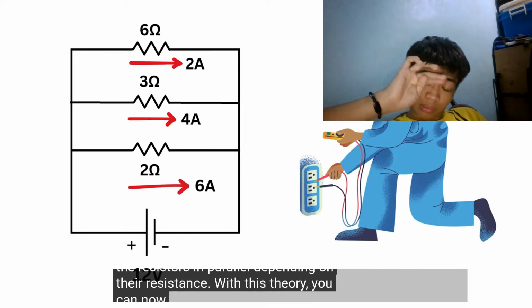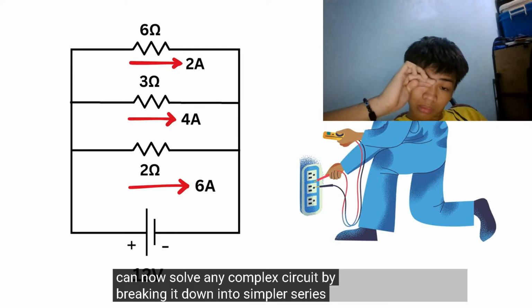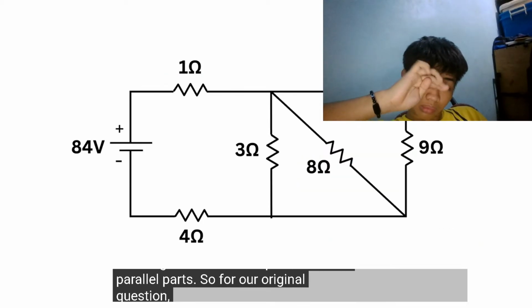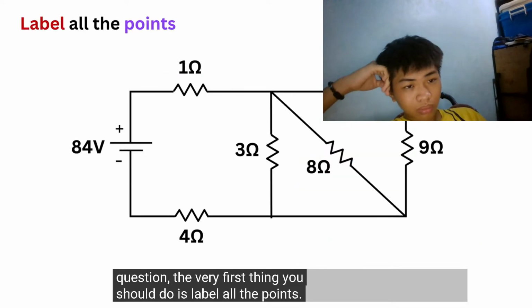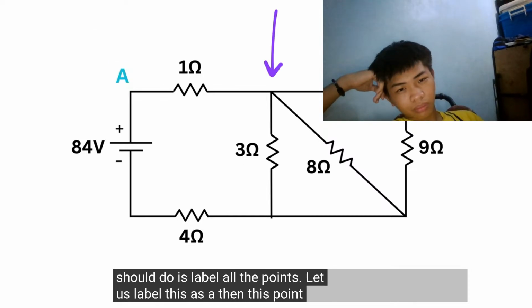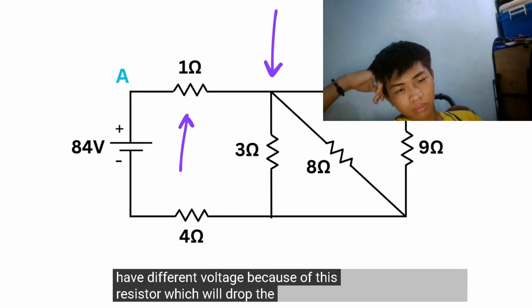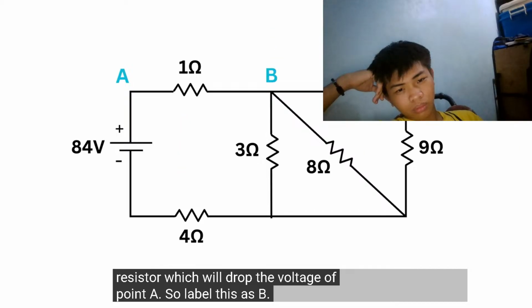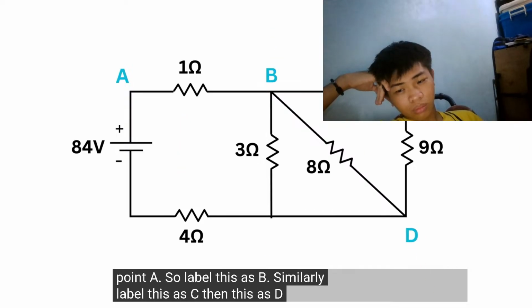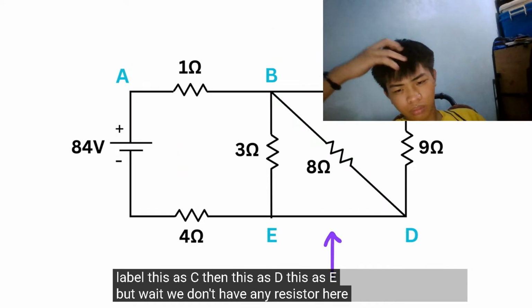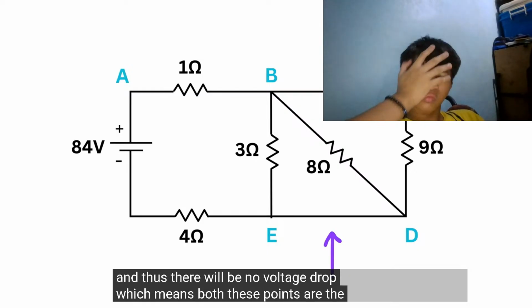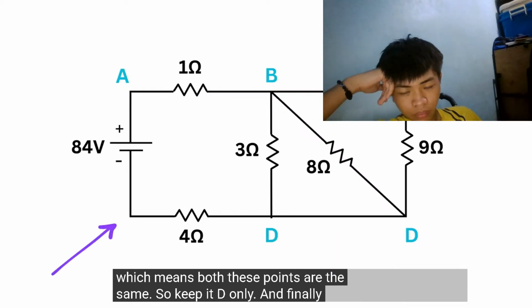With this theory, you can now solve any complex circuit by breaking it down into simpler series and parallel parts. So, for our original question, the very first thing you should do is label all the points. Let us label this as A, then this point will have different voltage because of this resistor, which will drop the voltage of point A. So label this as B. Similarly, label this as C, then this as D, this as E. But wait, we don't have any resistor here, and thus there will be no voltage drop, which means both these points are the same. So keep it D only, and finally, this as E.